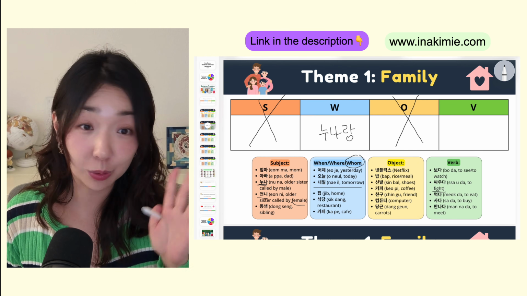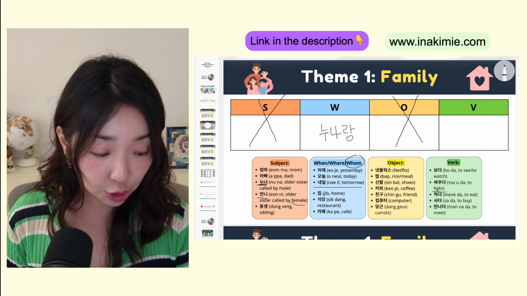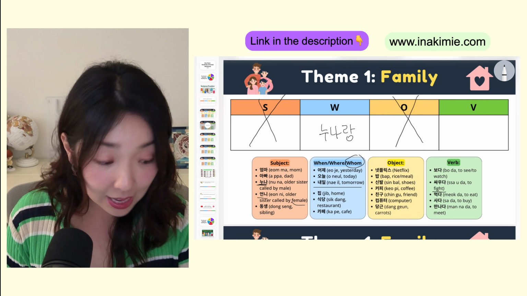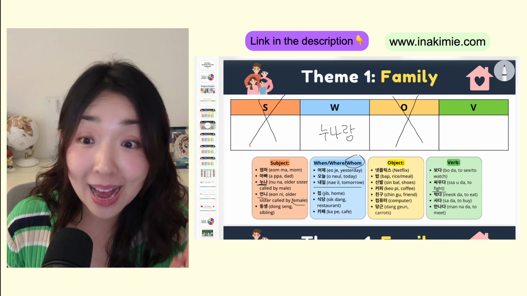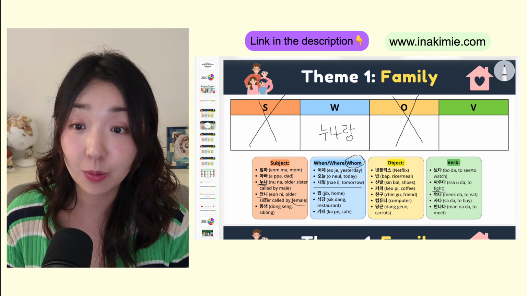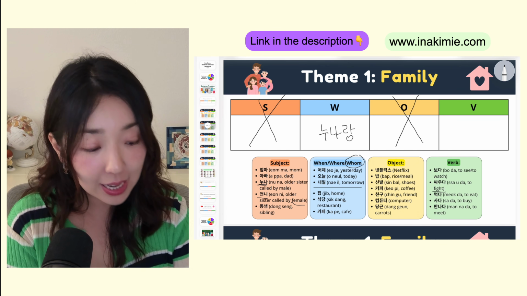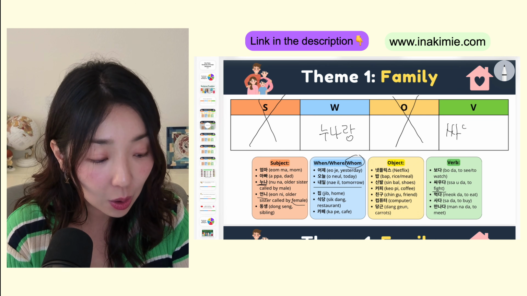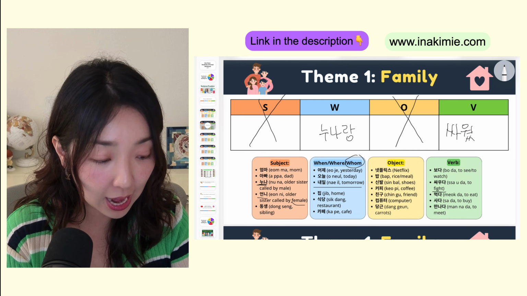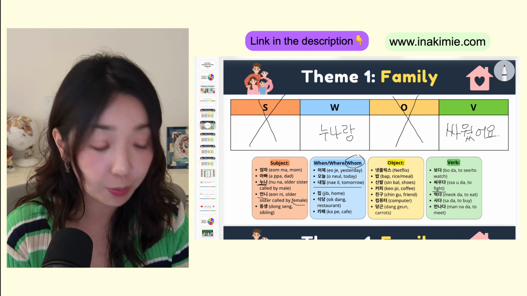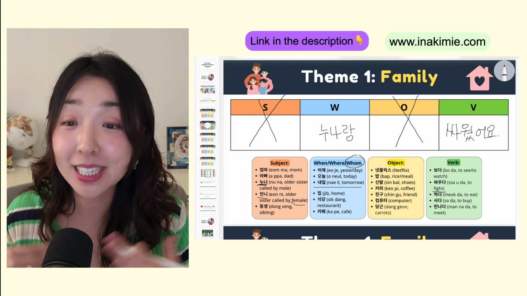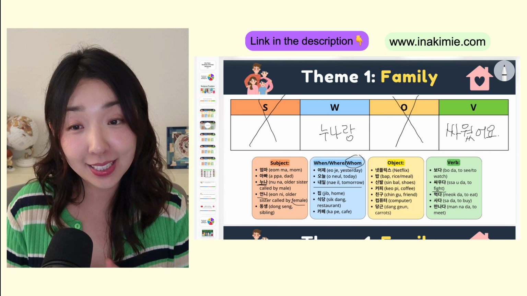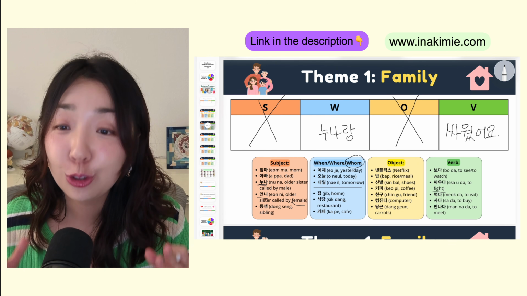So this time we don't have a subject, no object. Let's just conjugate to fight. I'm going to turn that into past tense. I fought with my sister. 싸웠어요. That would be your past tense of 싸우다.